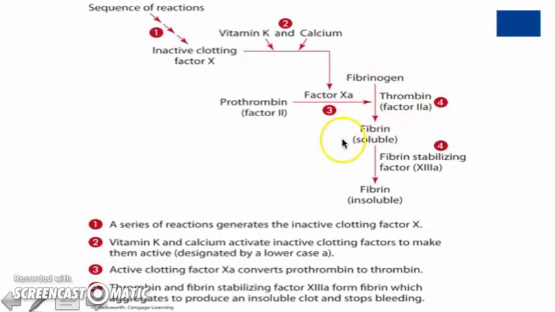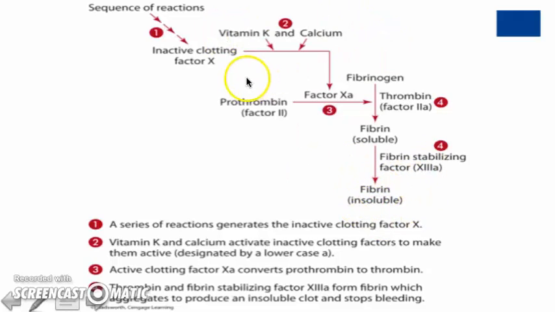And for fibrin to have its effect in blood clotting, it will need to be insoluble. So we see this fibrin stabilizing factor, which converts fibrin from being soluble to insoluble. This is actually a simplified version of the reactions involved in the eventual formation of fibrin involved in blood clotting.